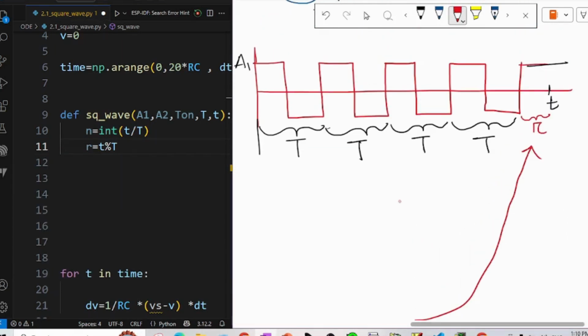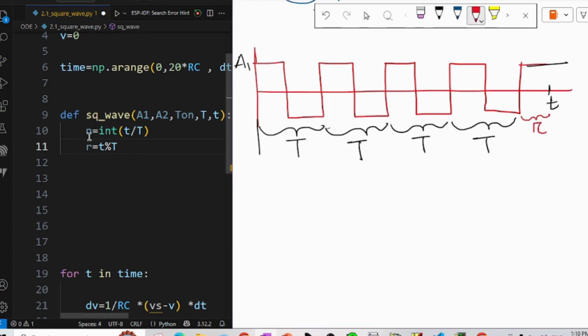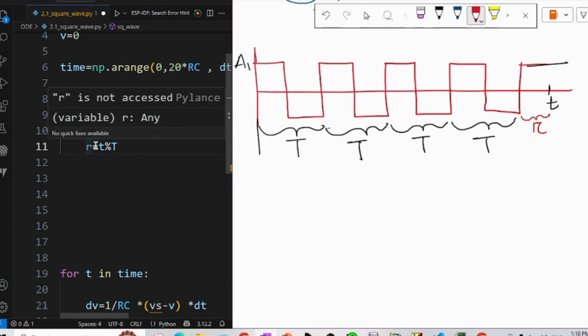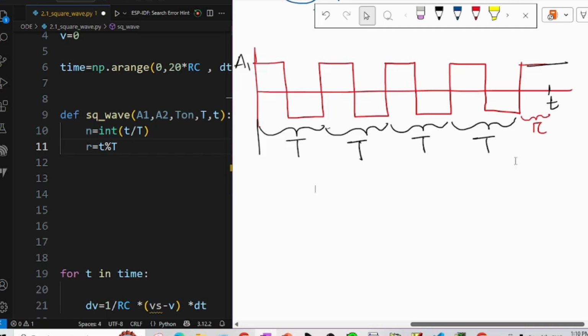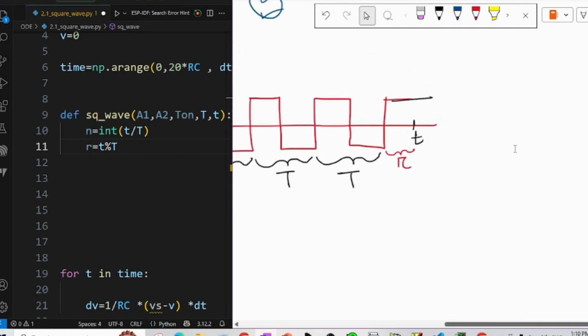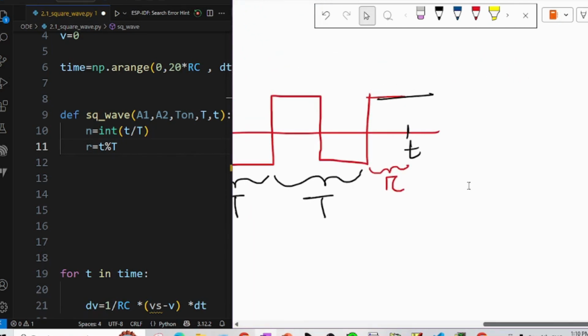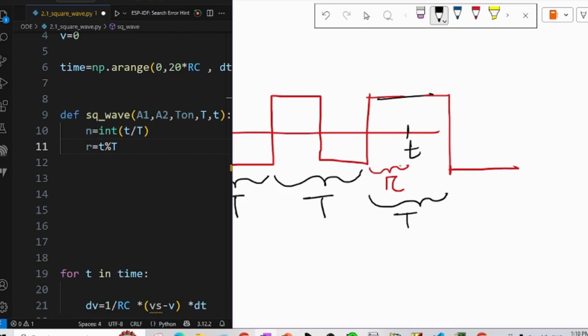Okay, so what I have found: n is equal to T by T, and r is T % T. Now listen to me carefully, focus here. We know that the time for which the square wave is at the maximum magnitude is T on, right? And from this code it's easily understood that r is less than T on.